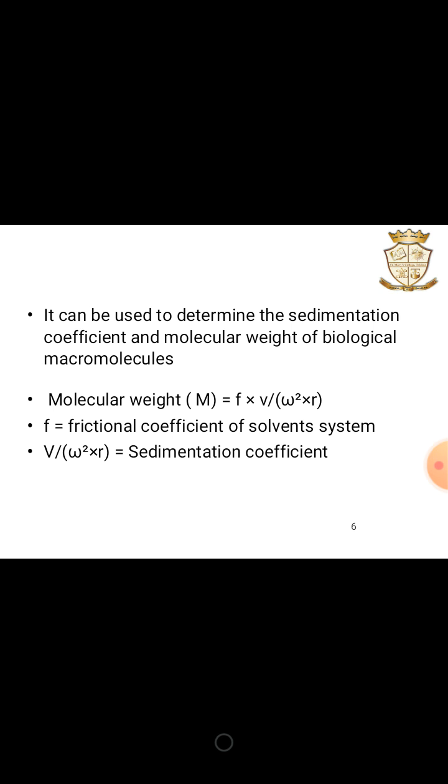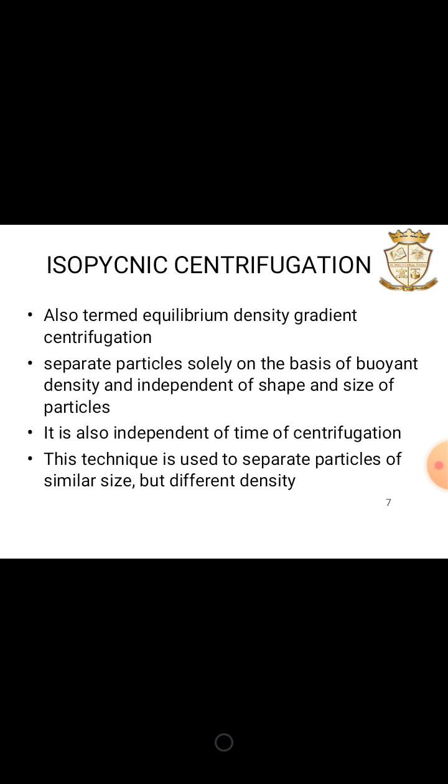is the sedimentation coefficient. Isopycnic centrifugation is also termed equilibrium density gradient centrifugation. It separates the particles only on the basis of buoyant density, and is independent of the shape and size of the particles. It is also independent of the time of centrifugation. This technique is used to separate particles of similar size but different density.